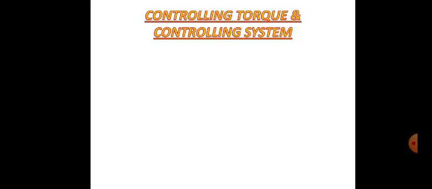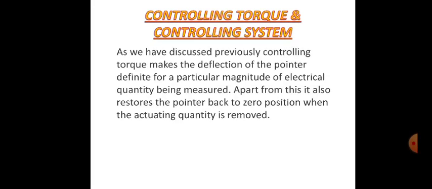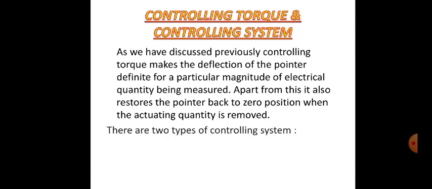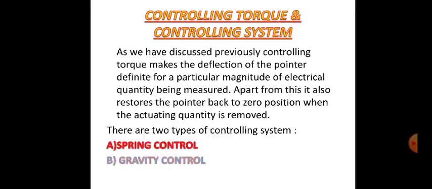Now we come to the controlling torque and the controlling system. Now, controlling torque, we know that it makes the deflection of the pointer definite for a particular magnitude of electric quantity being measured, and also it restores the pointer to zero position when the actuating quantity is removed. Now, there are two types of control system which we have discussed previously, that is spring control method and gravity control method, which we are going to discuss in detail in the next slide.